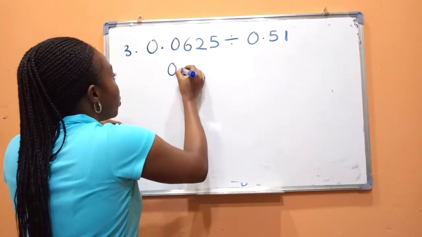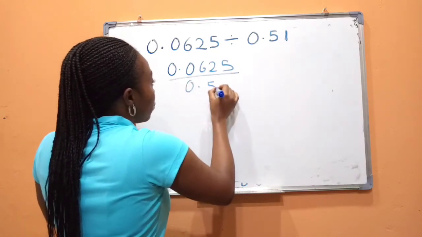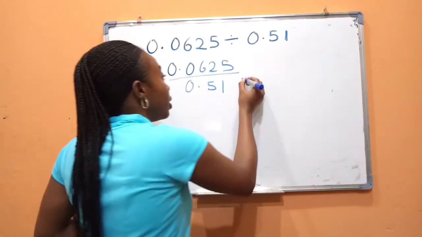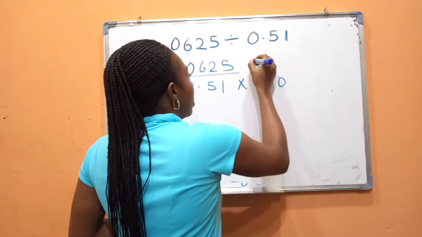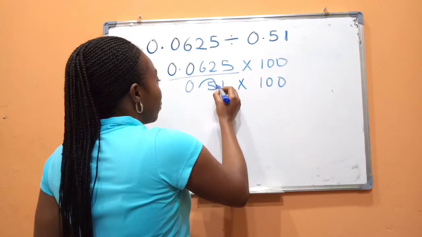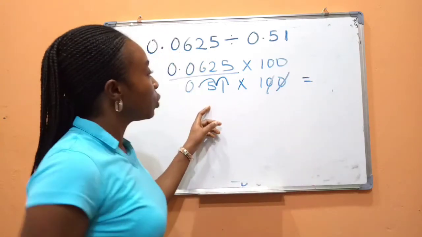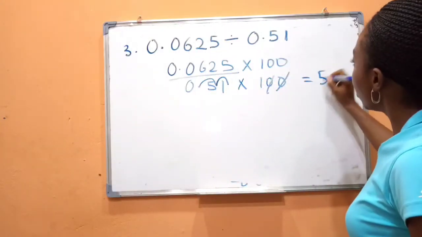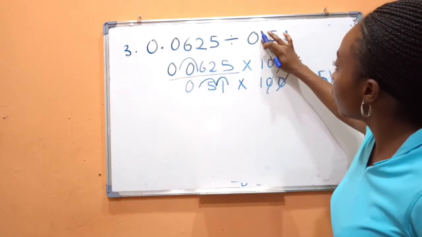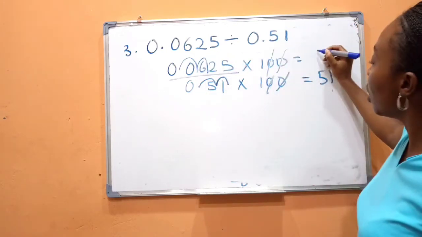So now we're going to have 0.0625 divided by 0.51. So to convert this to a whole number, we simply multiply by 100 and we multiply this by 100. So this is going to move to the right hand side, and this moves to the right hand side, and this cancels out. So we're going to have 51 times 1 gives us 51, okay? And then this moves to the right hand side, this cancels out, and this also moves to the right hand side, this cancels out.